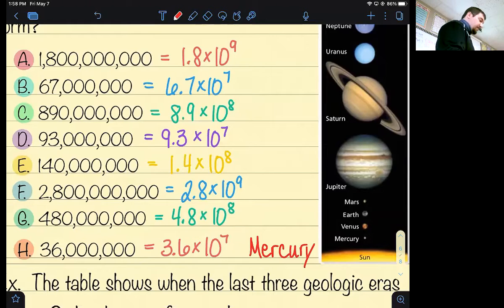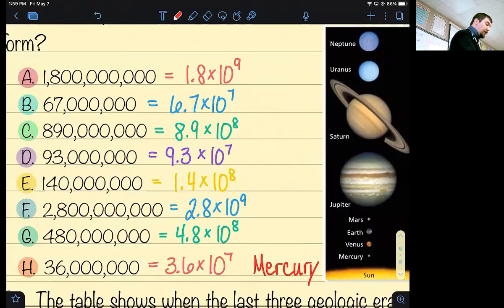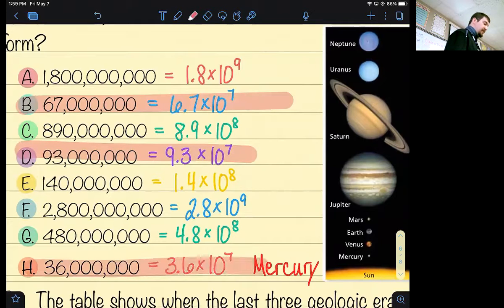What's the next smallest one? Which one of those is Venus then? B. 6. Yeah, so right now I'm only looking at these three, because they're all the ones that had 10 to the 7th. So I know Mercury is the bottom one. I know 6.7 is smaller than 9.3. So this is going to be the next smallest one. So this is Venus. And the other one has to be Earth. Saturn.